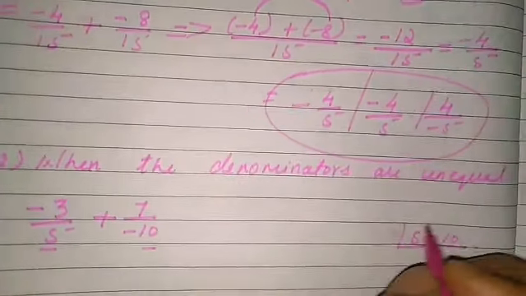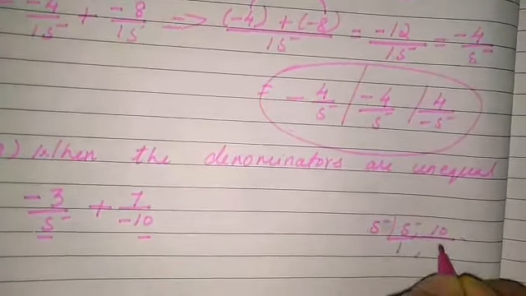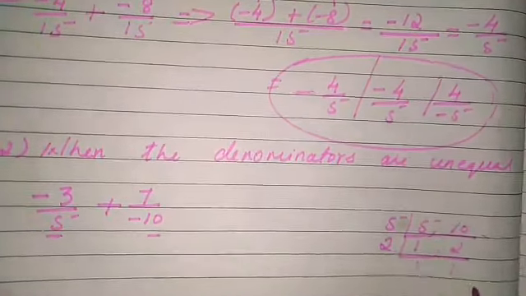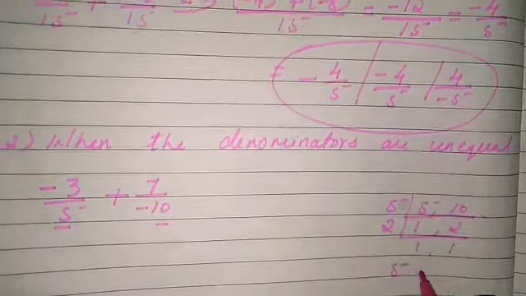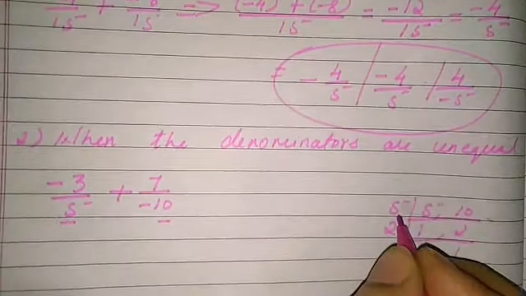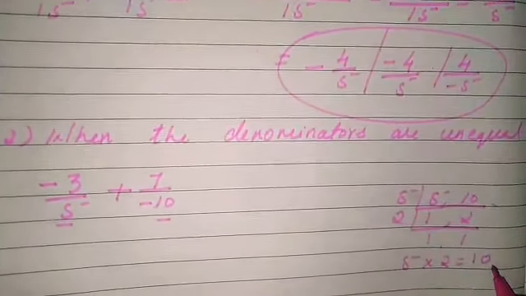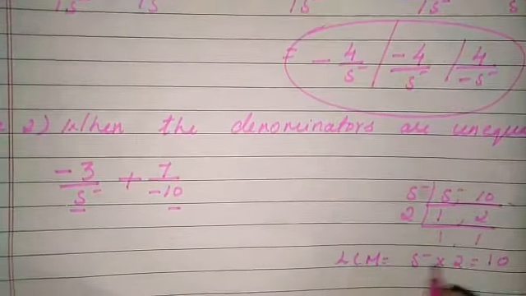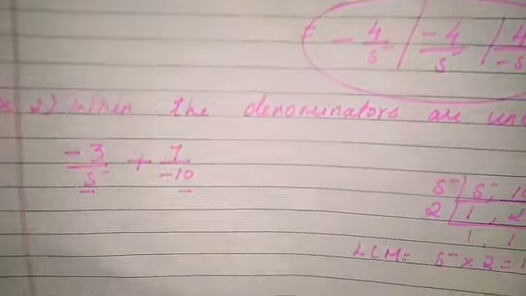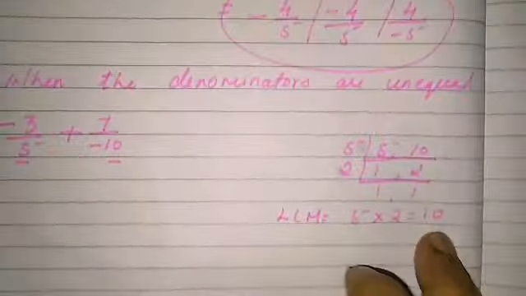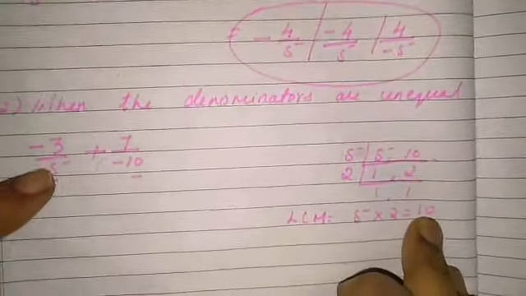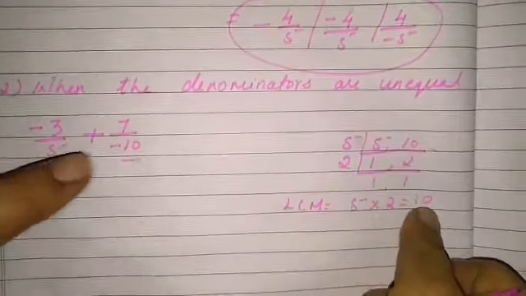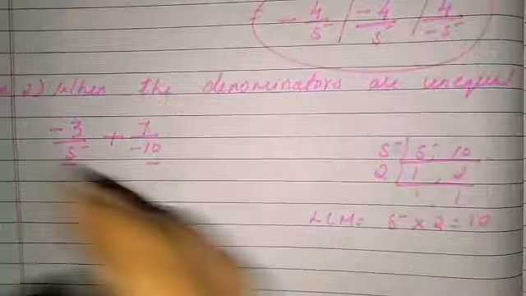So let's take 5 ones are 5, 5 twos are 10, and 2 ones are 2. Now this is how you find out the LCM. It's 5 into 2 equals 10. So this is our LCM. 10 is our LCM. So now what I'm going to do is I'm going to divide this 10 by 5, which is the denominator, and I'm going to divide this 10 by this 10.